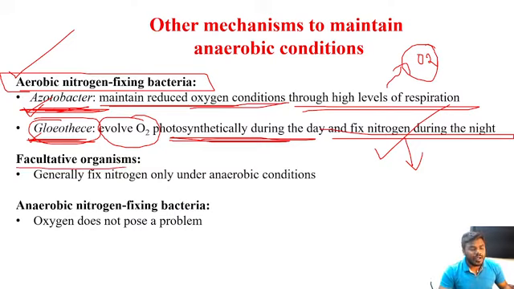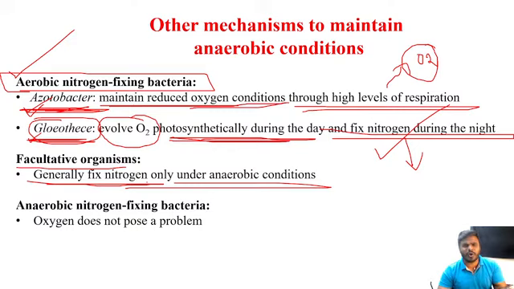Next one we called facultative organisms. What are facultative organisms, friends? Very simple, right? I already told you. They can fix the nitrogen in the presence of oxygen also, in the absence of oxygen also. Then there is no problem. So they generally fix the nitrogen only under anaerobic condition. No problem for us. Anaerobic nitrogen fixing bacteria, it is not at all a problem. What is our goal? Our nitrogenase enzyme should not require oxygen. Even the bacteria also should not require oxygen.